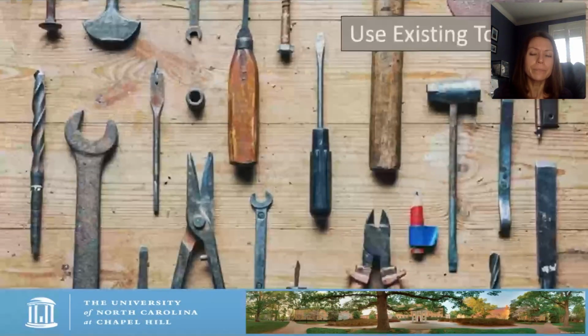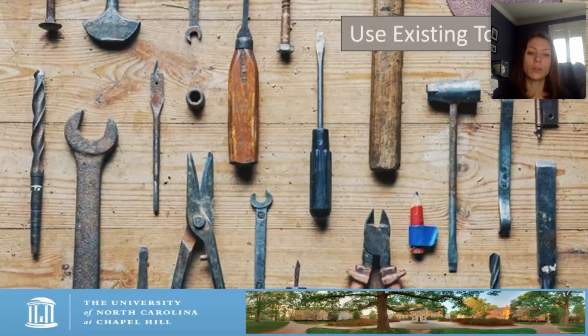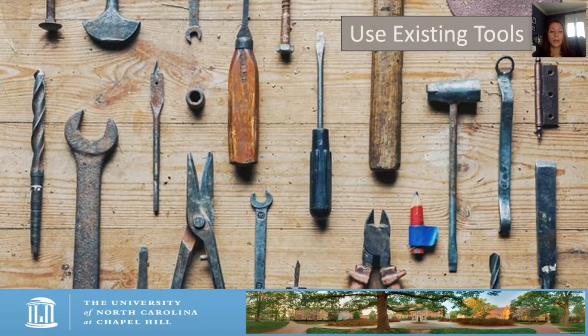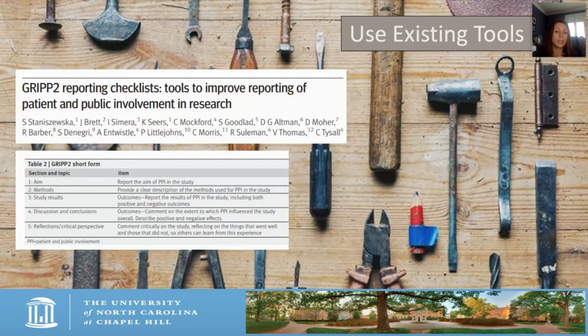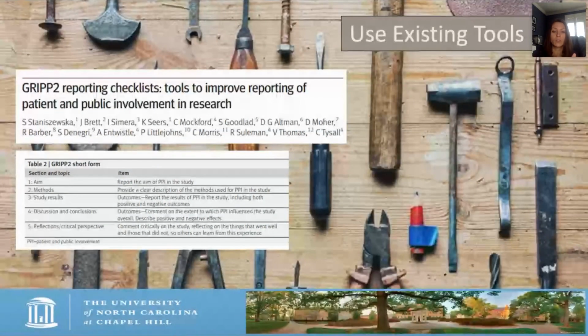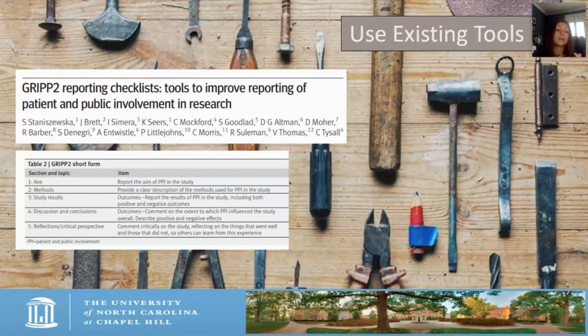You don't have to reinvent the wheel. You may say, hey, I don't know how to do patient engagement. Well, let me give you some tools, and these are free. This is the GRIPP2 reporting checklist, and you can write that down, Google it. It's open access. There's a short form, which I have here, and a long form that can take you right through how you incorporate patient engagement in the aim, the methods, the results, the discussion, etc. And there's also an extension.